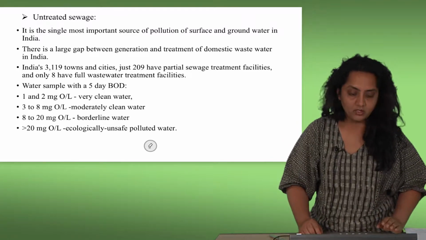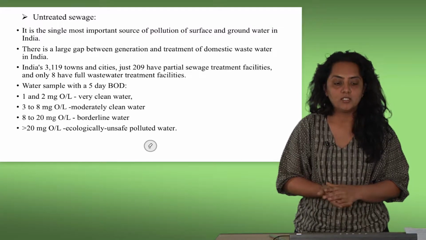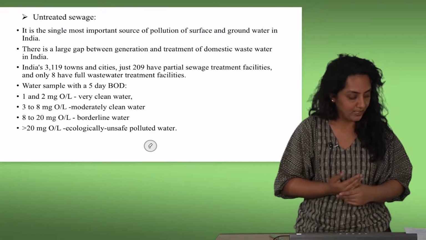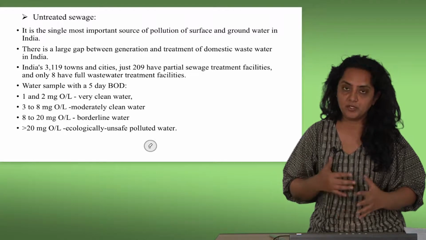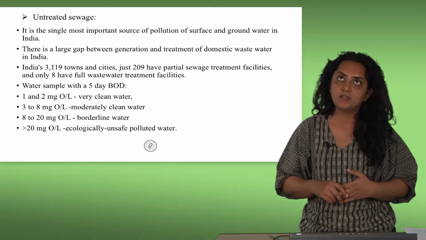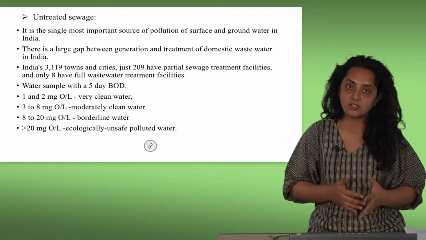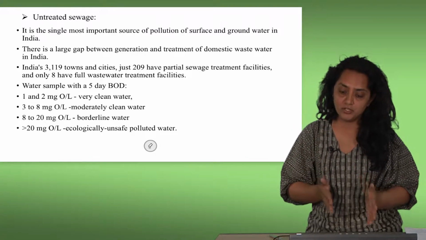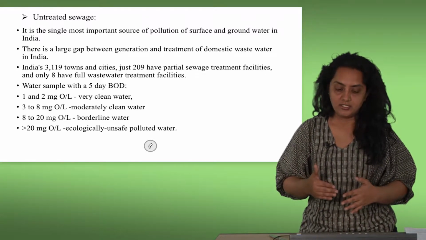So we'll start with untreated sewage as the first reason behind water pollution. It is the single most important source of pollution of surface and groundwater in India. And the problem is there is a large gap between generation and treatment of domestic wastewater in India. According to a 1992 study by WHO, of India's 3,119 towns and cities, just 209 have partial sewage treatment facilities and only 8 have full wastewater treatment facilities.